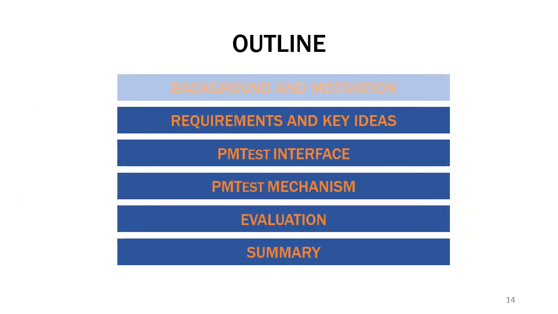So far, I have talked about the background and the motivation about this work. Next, I'm going to go to the requirements and the key ideas of testing cross-consistency bugs. We identified that there are two major requirements for the tool. First, it needs to be fast, so that we can test as many cases as possible to cover more bugs. And second, it needs to be flexible.